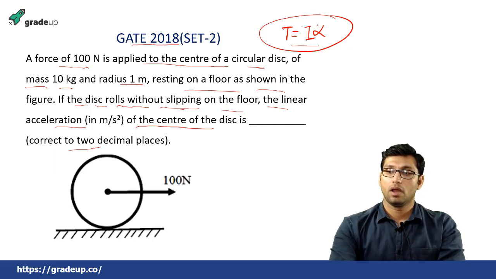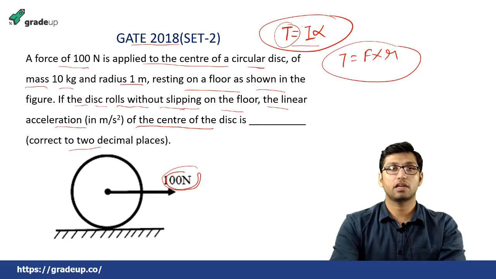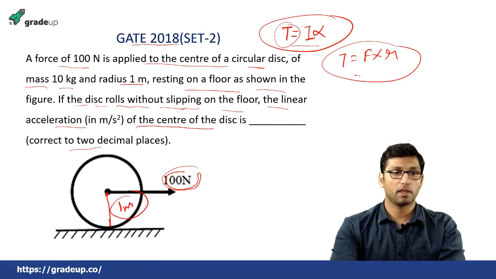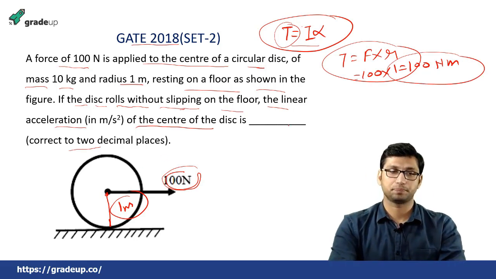Now, torque is equal to force into the perpendicular distance. This is the force which is acting at the center of the disc. So the perpendicular distance is equal to the radius, which is given to you as 1 meter. So torque will come out to be 100 into 1, which will be equal to 100 Newton meter. This will be the torque acting on this circular disc.